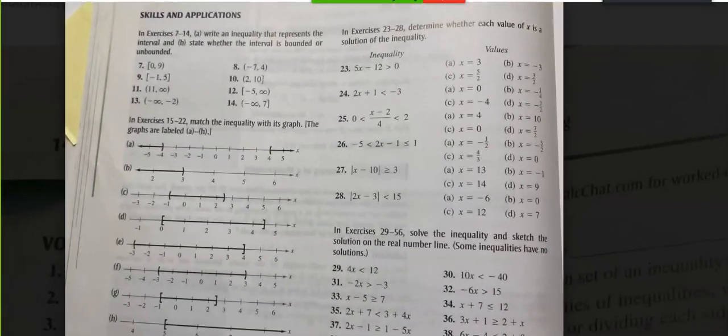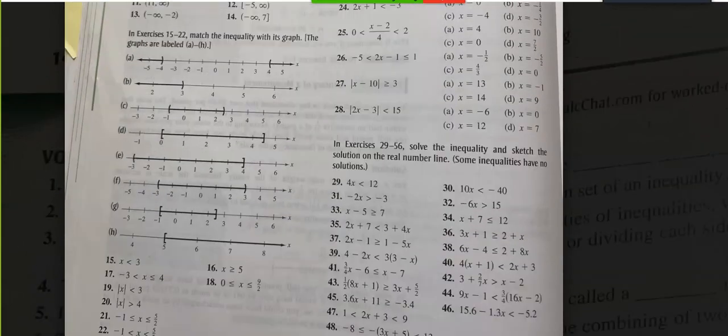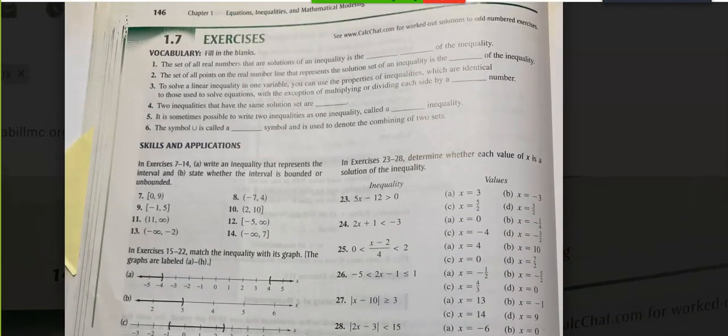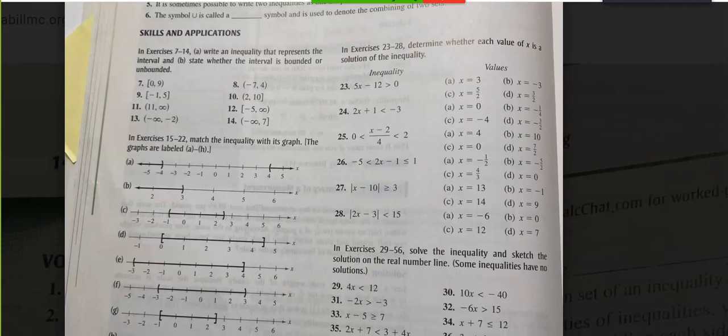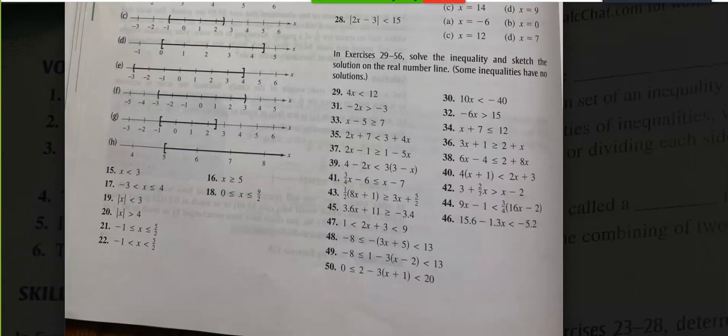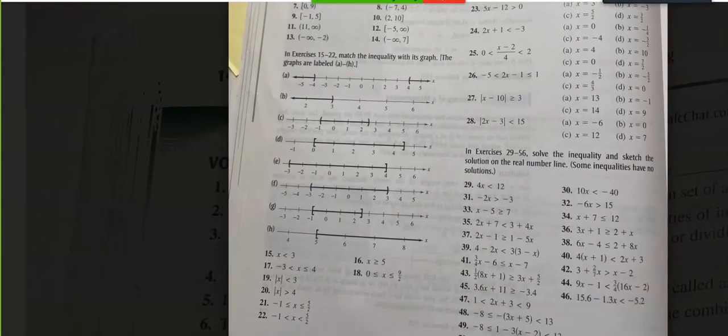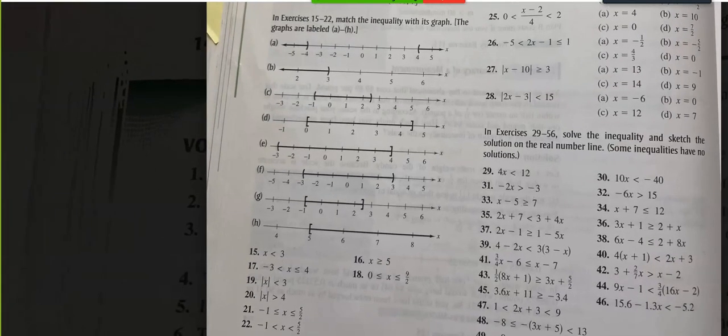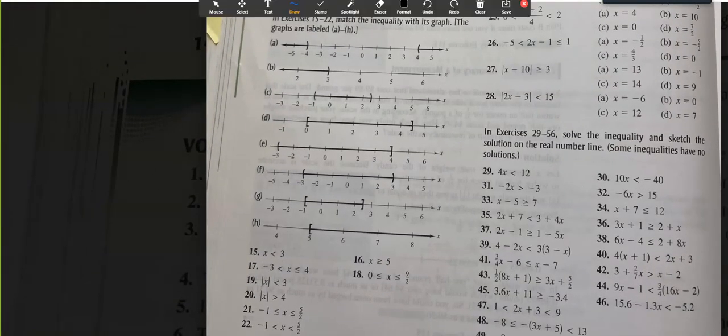Okay. What do you want to know on the first one? Let's start with question 17. So what do they want me to do? Match the inequality with its graph. Okay. Question 17.